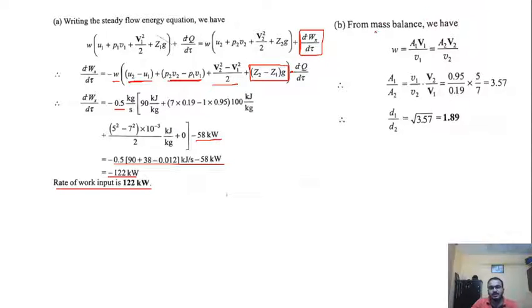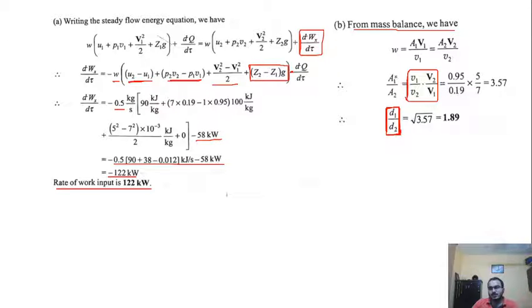And the second thing that we need to evaluate is the ratio of diameter of outlet and inlet pipe, that is d2 by d1. From the mass balance, we have W is equal to A1 V1 by nu 1, which is equal to A2 V2 by nu 2, that is the continuity equation. So we can make A1 upon A2 as a ratio. So all these four values are easily available to us.